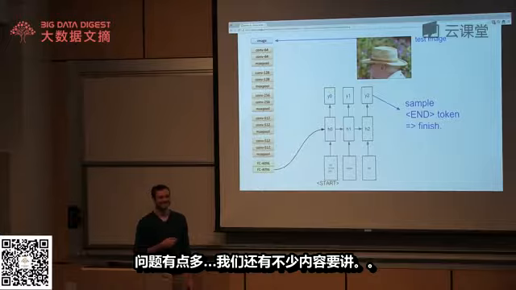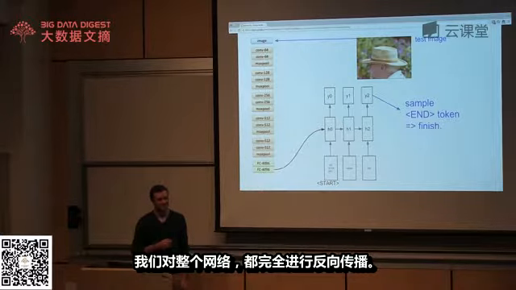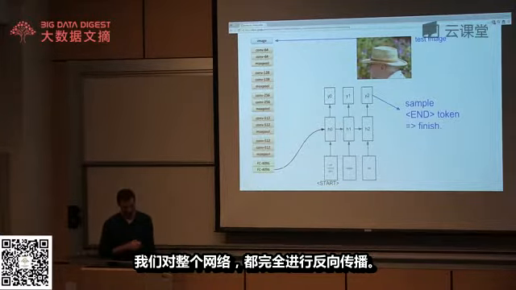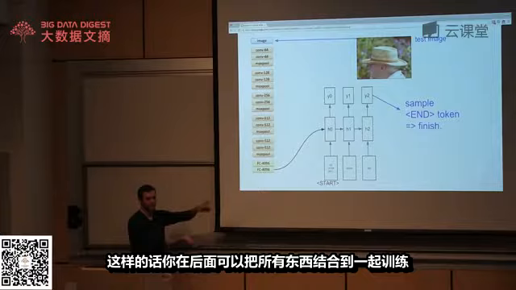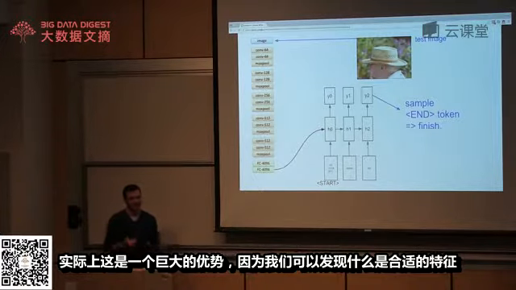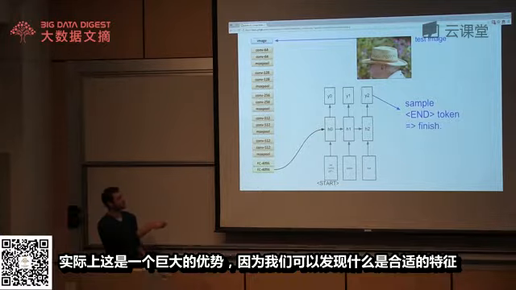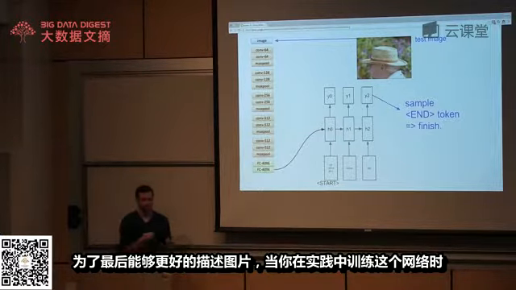So when we are training, do we do the training of these two separately, or is it backpropagated back to the image? Yeah, thank you. So we backpropagate everything completely jointly, end-to-end training. So you can pre-train with ImageNet, and then you put those weights there, but then you just want to train everything jointly, and that's a big advantage, actually, because we can figure out what features to look for in order to better describe the images at the end.